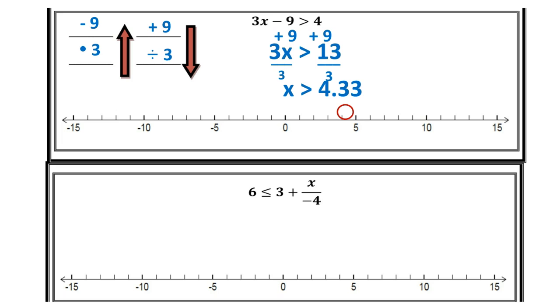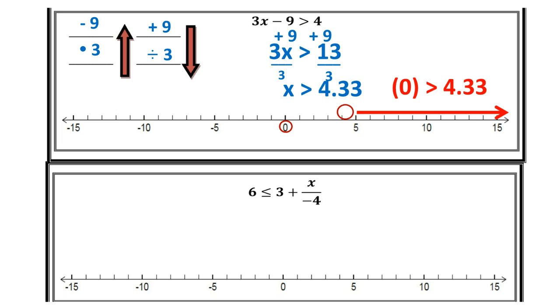So I have my point plotted. My circle is open because it's not equal to. Now I need to figure out which way the arrow is going to point. I'm going to plug a value in for x. 0 is the best option. So is 0 greater than 4.33? No, it's not. If it was, I would point at 0. Since it's not, I'm going to point away from 0.